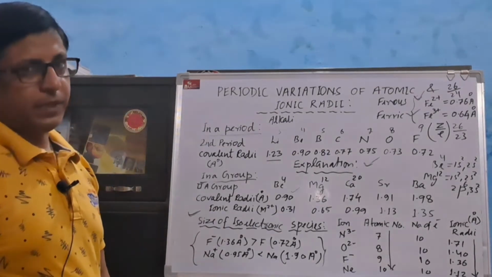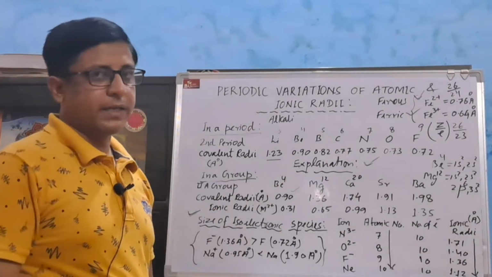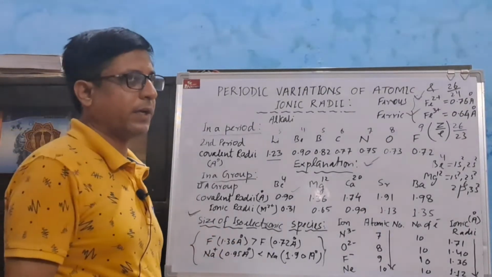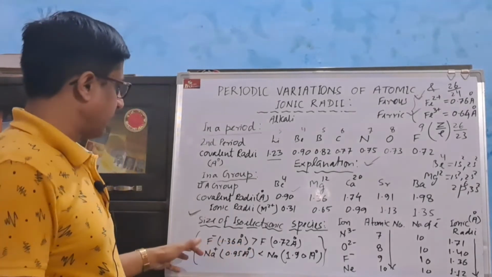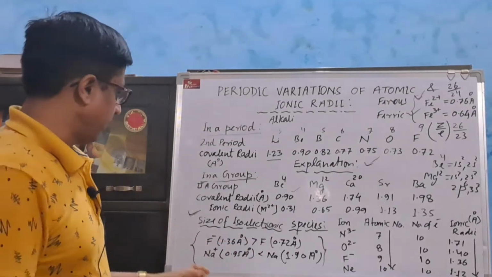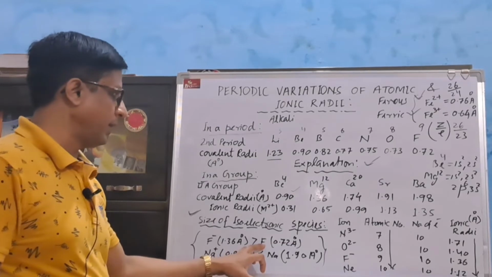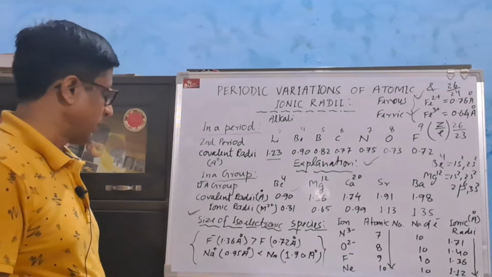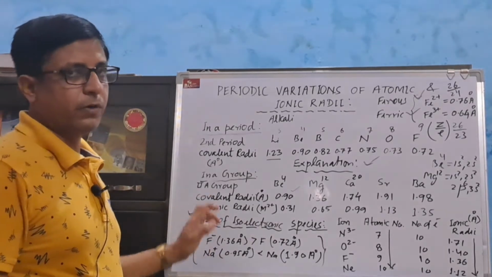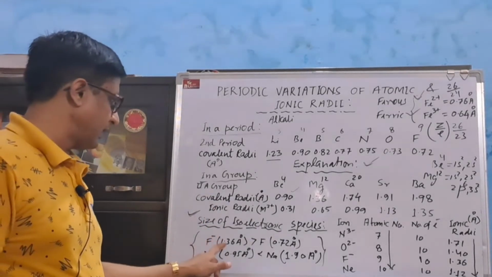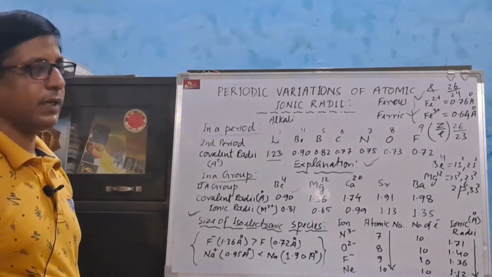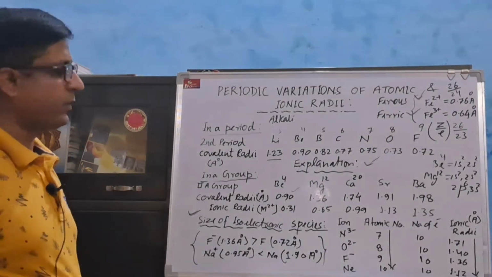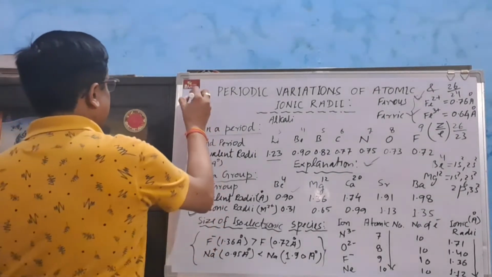Similarly, we can explain the size of an atom and its cation and anion. We can compare the size of an atom and its cation and anion. For example, if we take fluorine, its size is 0.72 angstrom, but when we form fluoride ion, its size increases. It is 1.36 angstrom.